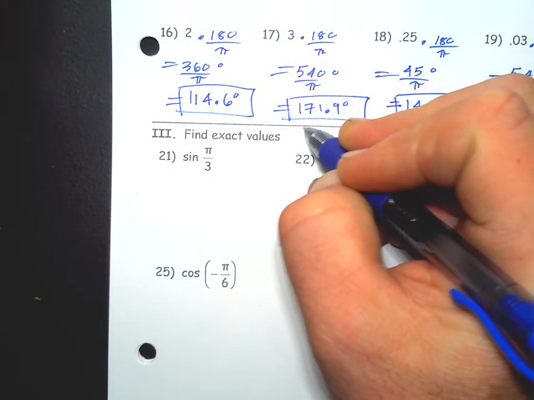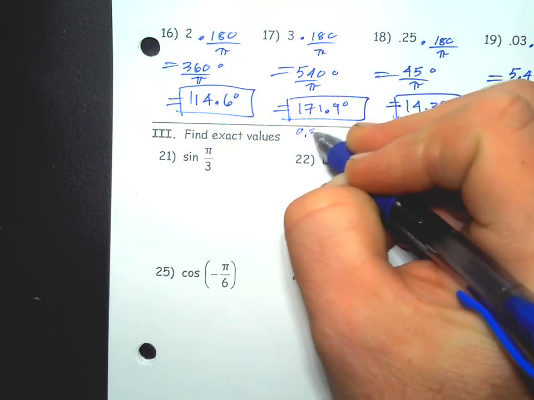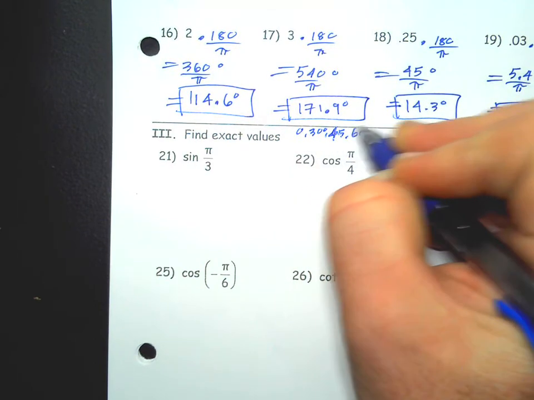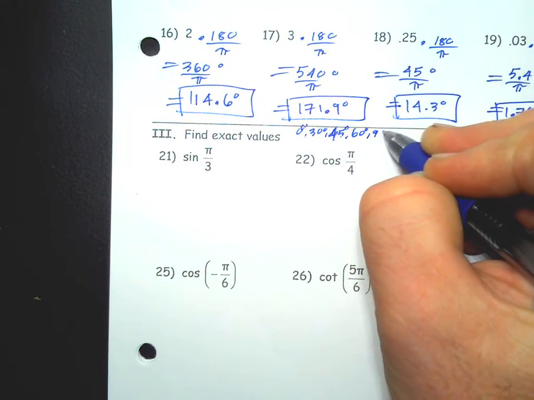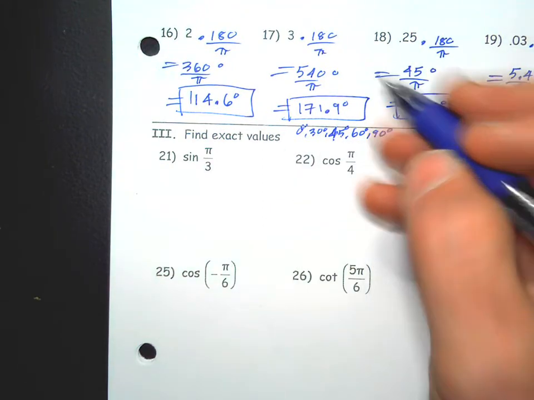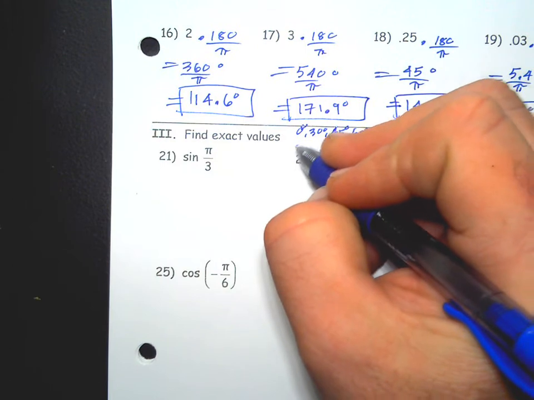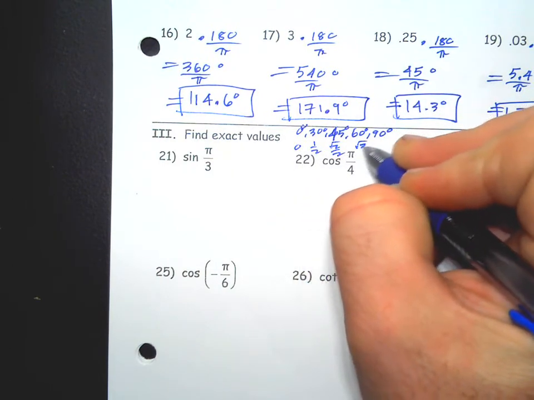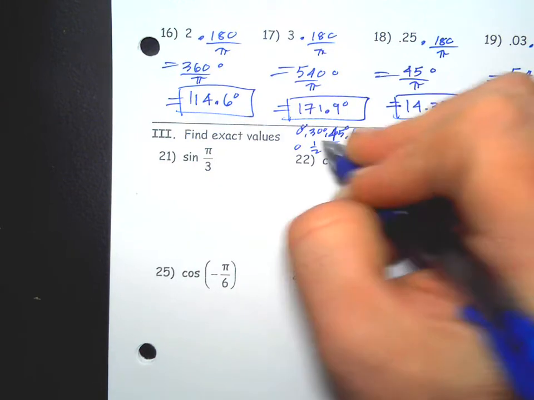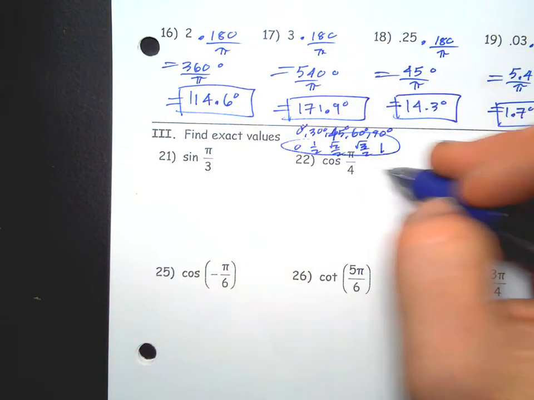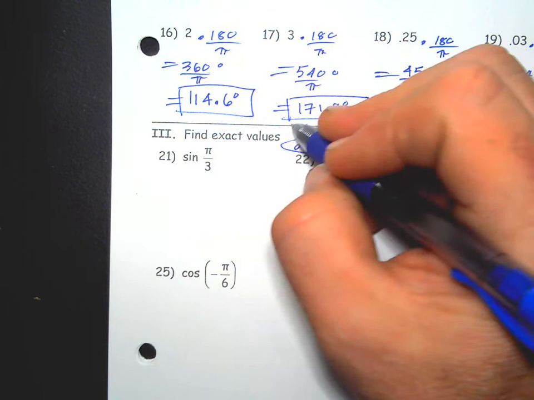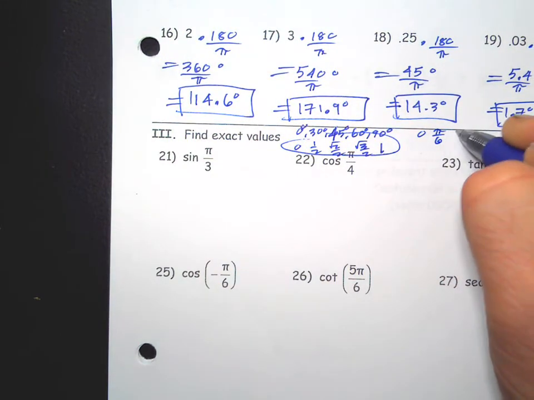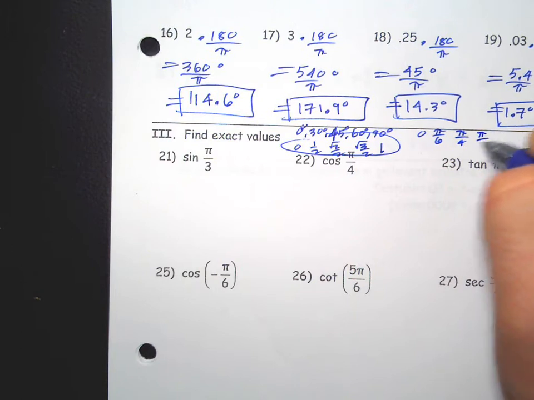Remember the values: 0, 30 degrees, 45, 60, and 90. I just memorized those on their own. And then the values for sine: 0, 1/2, root 2 over 2, root 3 over 2, and 1. These values are the same. We're just memorizing some angles that go with these. So instead of 0, 30, it's 0, pi over 6, pi over 4, pi over 3, pi over 2.